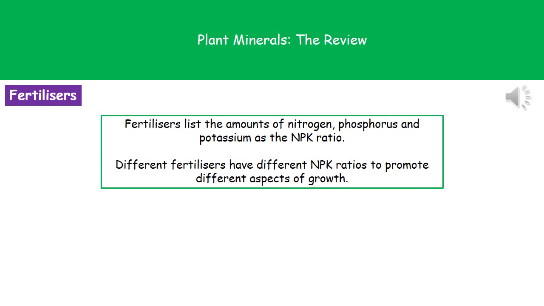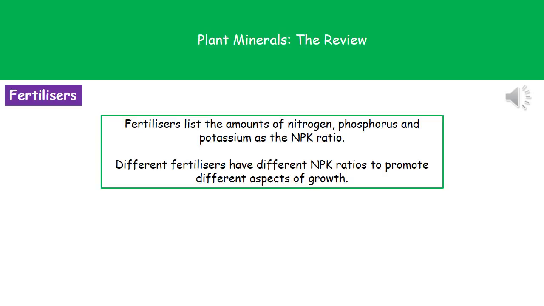Finally, we need to consider these fertilizers we mentioned earlier. So our fertilizers that are chemically produced list the amounts of the nitrogen, phosphorus and potassium as what's called the NPK ratio. Sometimes they will give you this phrase NPK and ask you what one of those letters stands for. Just remember they are the chemical formulas, and on the very back page of your exam paper you've got a periodic table, so you can just look them up if you don't remember.